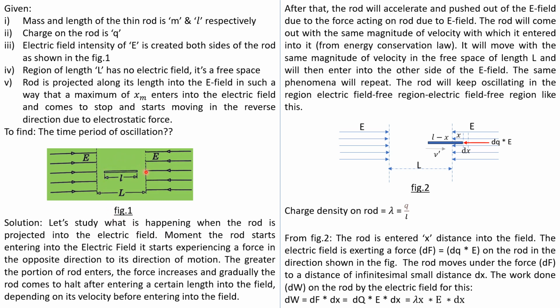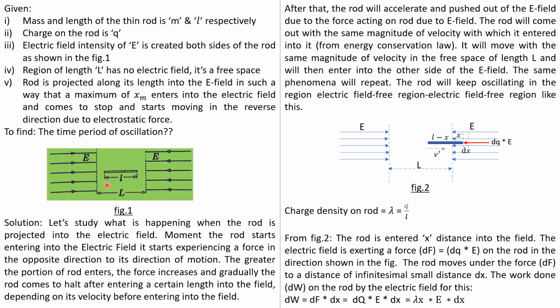So this is the rod, the thin rod, about which the talk is going on, and this one is having charge Q uniformly distributed over it. This L length region is a free space. There is no electric field in this place. The electric field starts on the right side from this boundary, and on the left side from this boundary. The electric field intensity magnitude is the same for both fields, but they are opposite in direction.